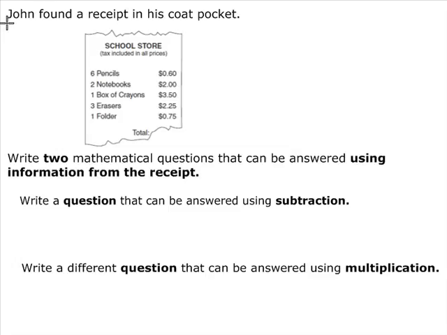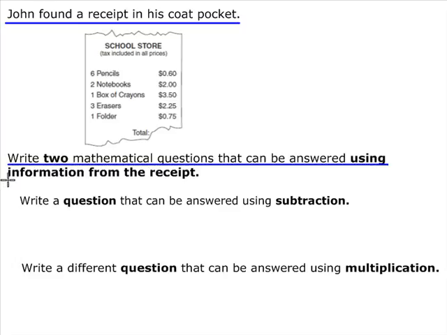Here the problem reads, John found a receipt in his coat pocket. And here we can see a receipt from the school store where apparently he bought 6 pencils, 2 notebooks, a box of crayons, 3 erasers, and a folder, and the total amount isn't... It's kind of cut off. The receipt's torn. So we're to write 2 mathematical questions that can be answered using information from the receipt.